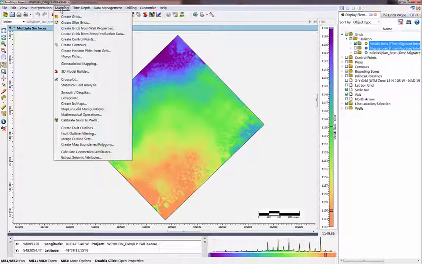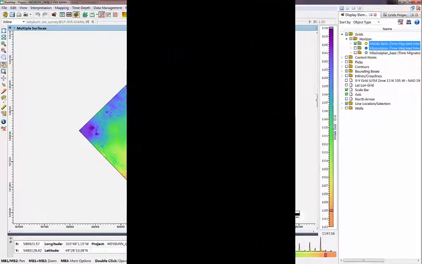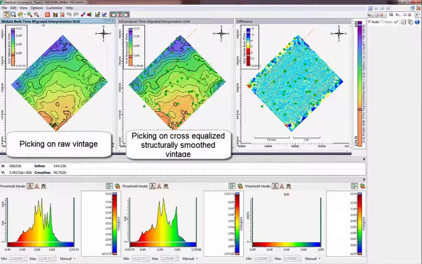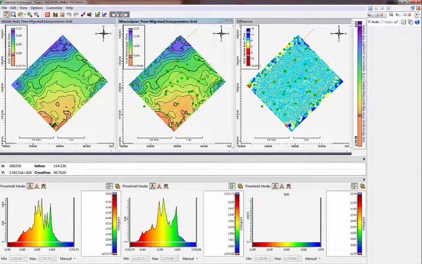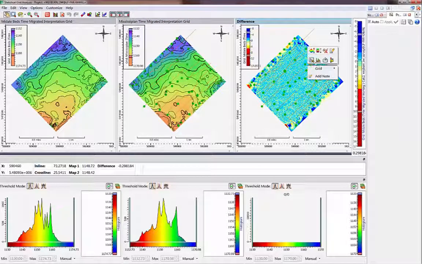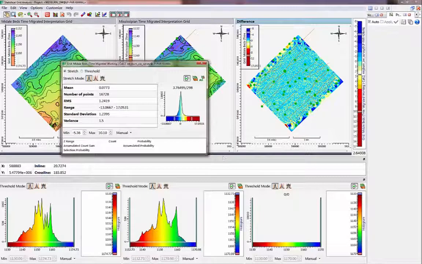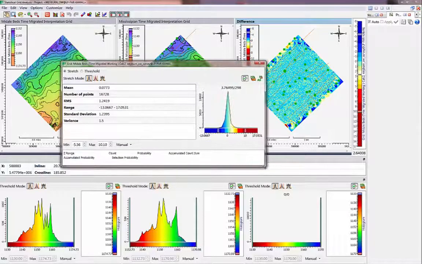If we want to compare them statistically, what we will see here on the left is the original picking on the raw vintage. In the middle panel, the picking on the cross-equalized and deep-steered volume, and on the right, the difference between those two maps. If we have a look at the histogram, we see that the noise that we eliminate corresponds to some kind of white noise with a variance of almost 1 and an average of 0.